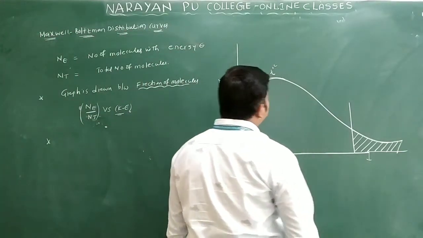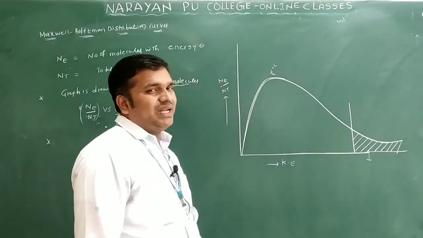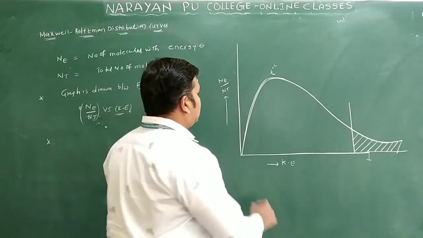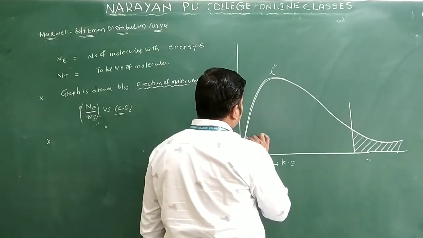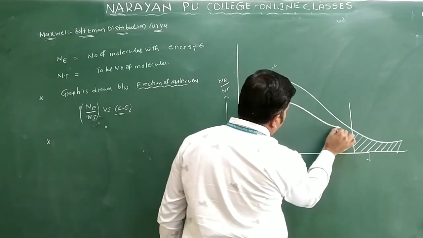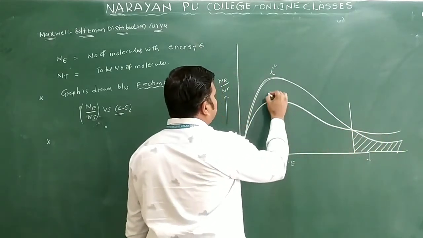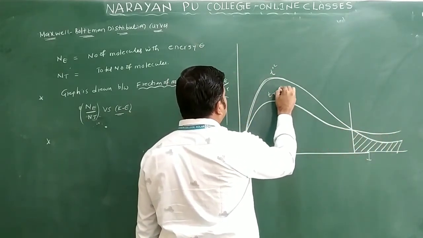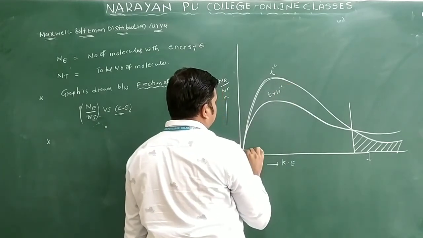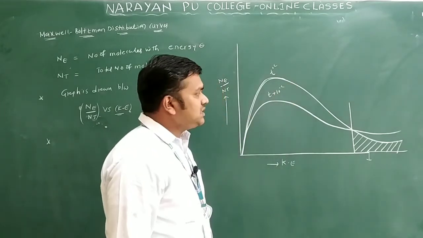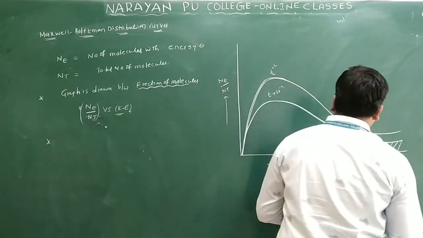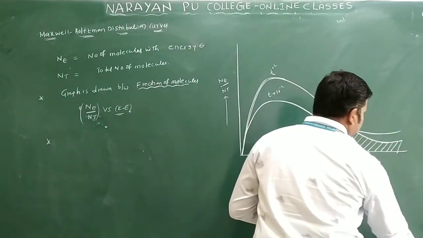Now I want to increase the temperature of this reaction by some 10 degrees Celsius. I want to draw the graph I am getting here. This is the curve I am getting, at T plus some 10 degrees Celsius temperature. Now I just want to extend the graph like this.